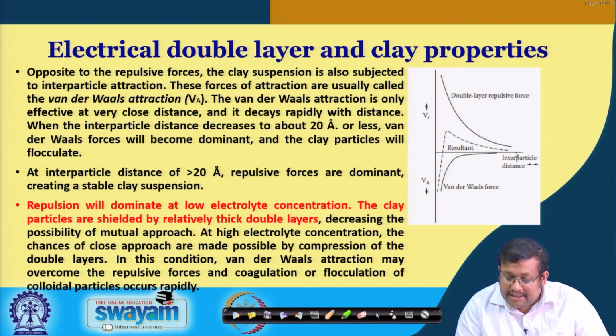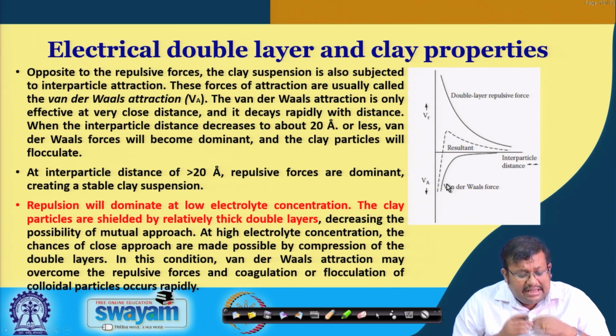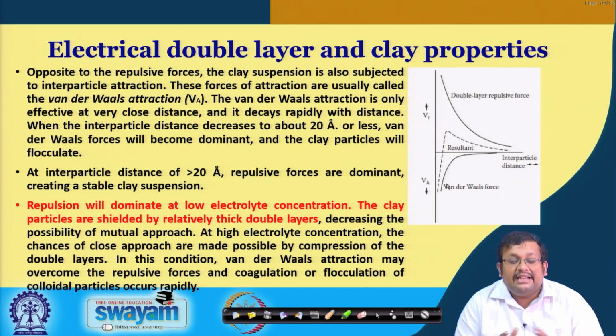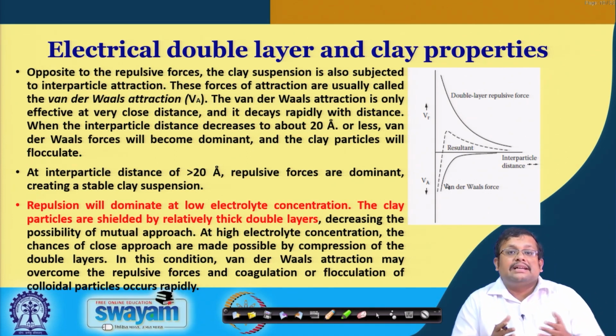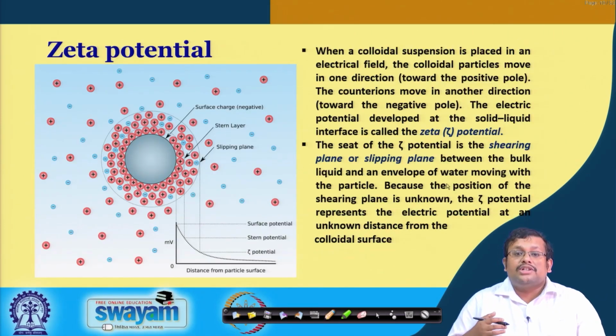You can see also when the interparticle distances are going down, the van der Waals force is also going to increase. So, basically this repulsion will dominate at low electrolyte concentration. The clay particles are shielded by a relatively thick double layer, decreasing the possibility of mutual approach. At high electrolyte concentration, the chance of close approach of the particles is made possible by compression of the double layer. In this condition, van der Waals attraction may overcome the repulsive force and cause coagulation or flocculation of the colloidal particles rapidly. So, van der Waals interparticle attractive force is responsible for coagulation of the particles.